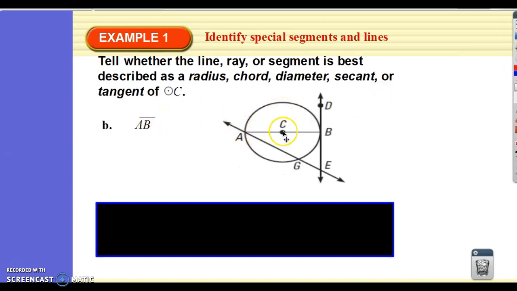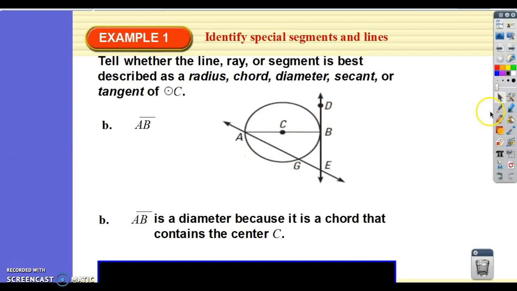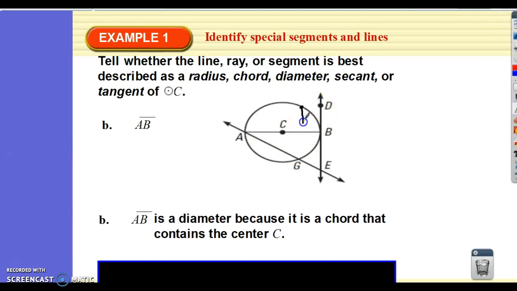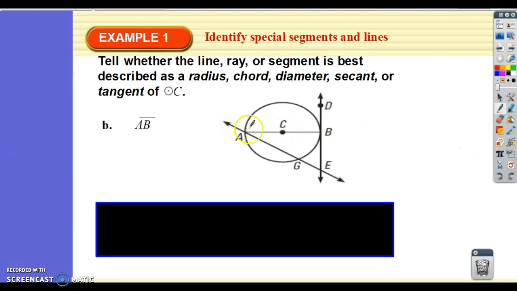Segment AB is not one, but two radii. It's a segment going through the center of a circle, touching two ends of the circle. Therefore, it is a diameter. And a diameter is a chord that contains the center. A chord is a line segment that connects two different points on a circle. Like right here, this is a chord. A special type of chord that goes through the center as well is called the diameter.